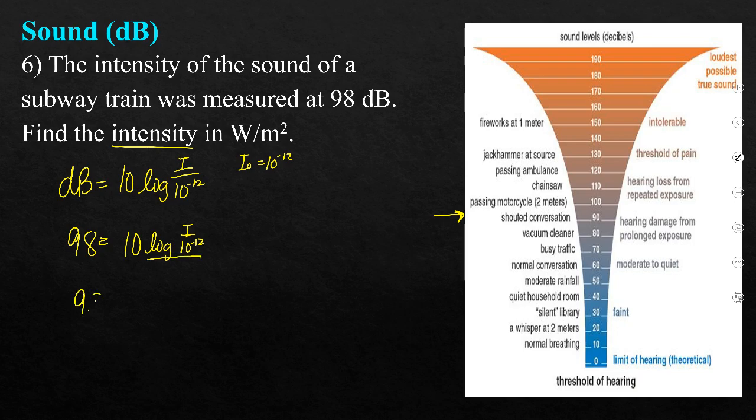When you divide 98 by 10, you'll get 9.8. That equals log base 10 of I over 10 to the negative 12. We need to exponentiate or rewrite into exponential form.